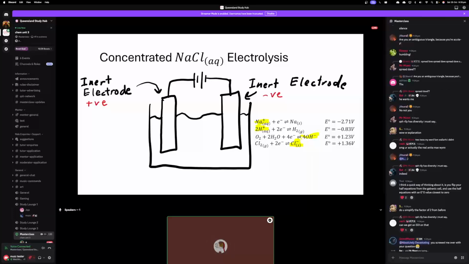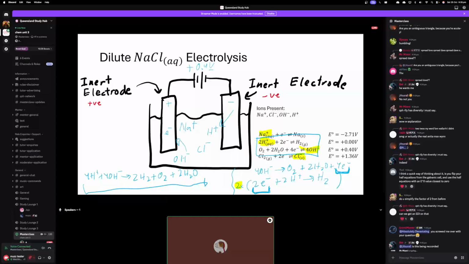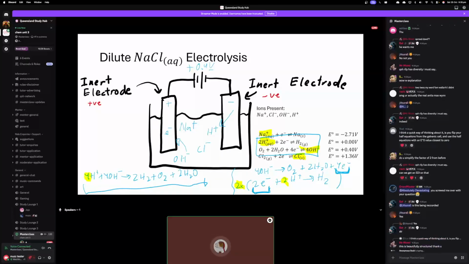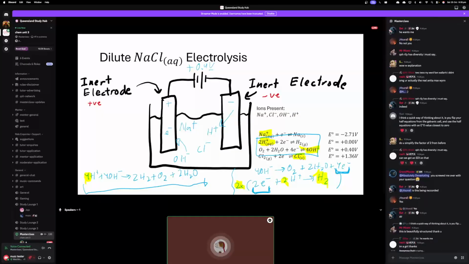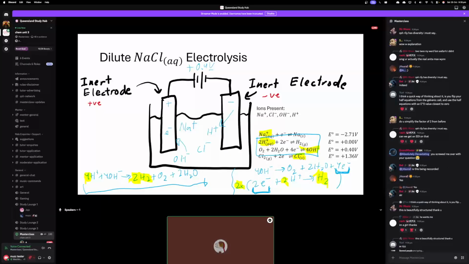Do you simplify the factor of 2 from before? I took the 2 times, and the 2 times went on this to produce this 4 here. And I went on the H2 to produce 2H2. I don't know if that answered your question. But yeah.